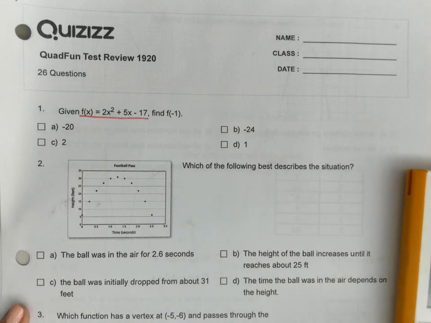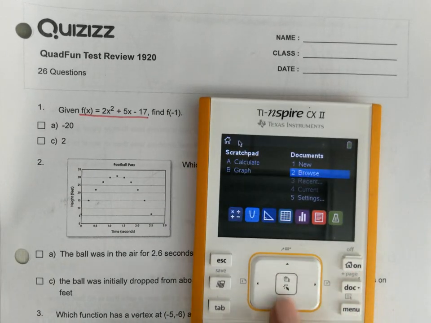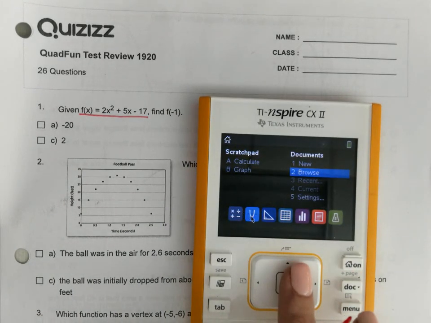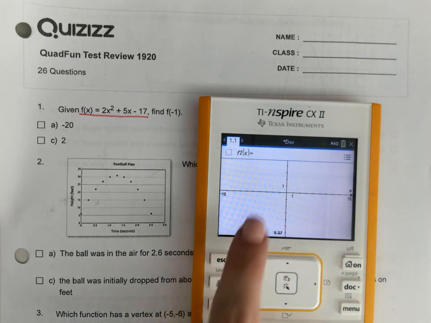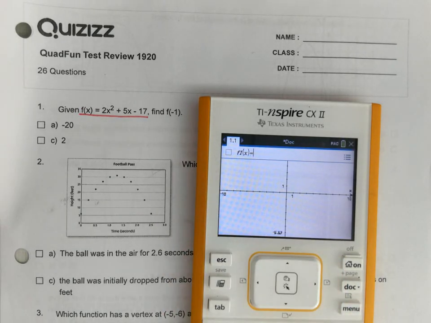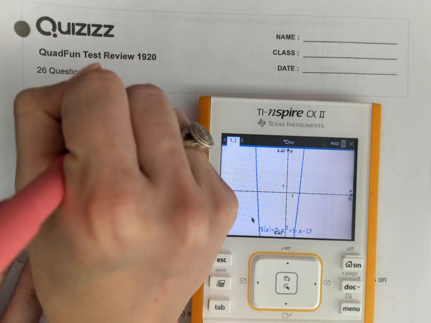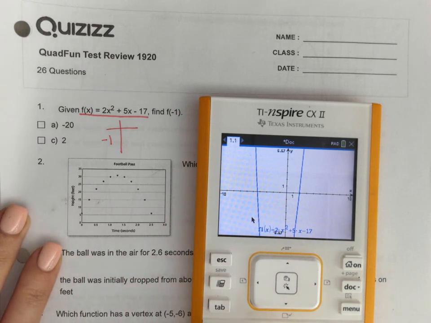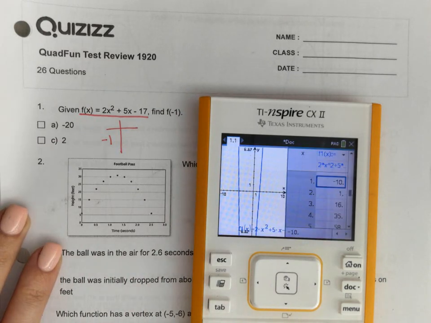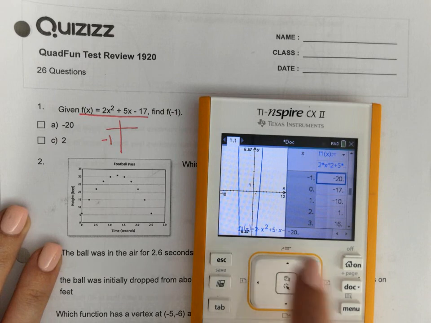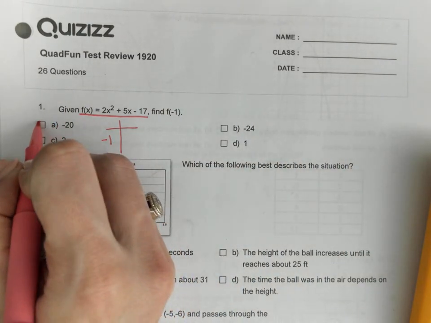Anytime they give us a function, the first thing you should do is put it in your calculator. So we go to the graph. We make sure we type it in as a function, 2x squared plus 5x minus 17. Enter. Now, because that negative 1 is inside the parentheses, remember your cheer motions, because it's inside, it's the x. So we are looking for where x is negative 1. So Control T to get to the table, and when the x is negative 1, the answer is negative 20.